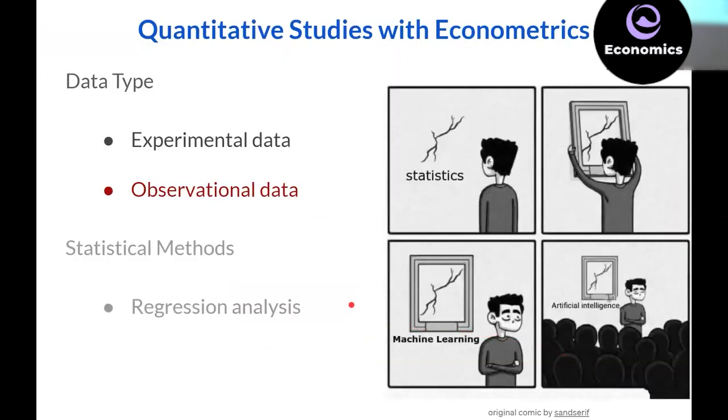Okay, so that's experimental data. But the thing is, a lot of the time, doing an experiment is either not feasible or not ethical, right? Imagine, for example, you really want to know how much someone's education increases someone's earning, which is an important and extensively studied question in labor economics.